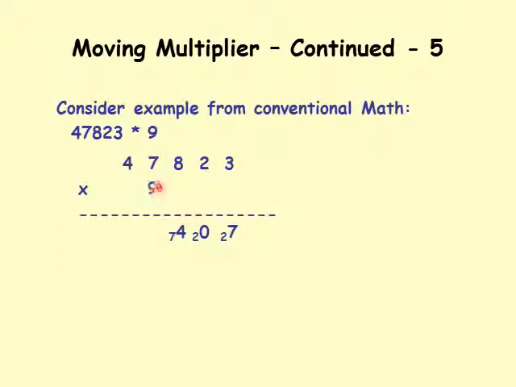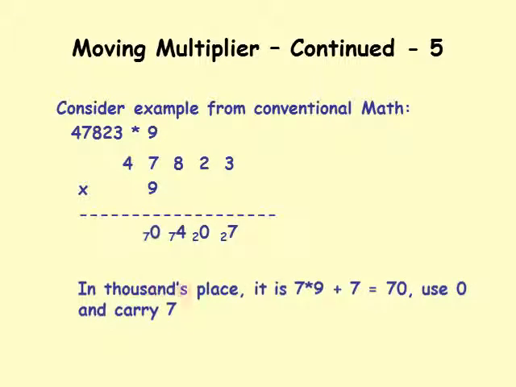We have moved the multiplier again mentally to the next thousandth place. In thousandth place, we have 7 times 9, which is 63, plus 7. See, it's vertically here all the way. 70, and we'll use 0 and carry 7. Okay? So 0 is part of the answer, and 7 is a number I need to remember for the next column. Okay, let's.